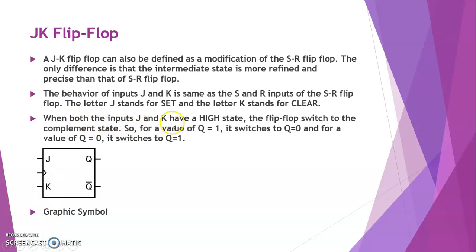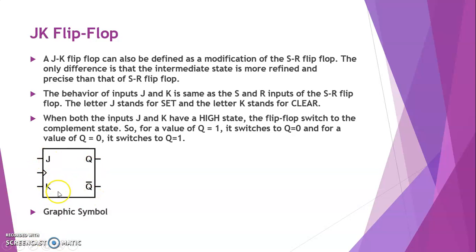When both the inputs J and K are in a high state, the flip-flop switches to the complemented state. If J and K are in the high state, it will always go to the complemented state. So if the value of Q equals 1, it switches to Q equals 0. If the value of Q is 0, then it switches to Q complement. This is the graphic symbol: J, K, Q and Q bar.